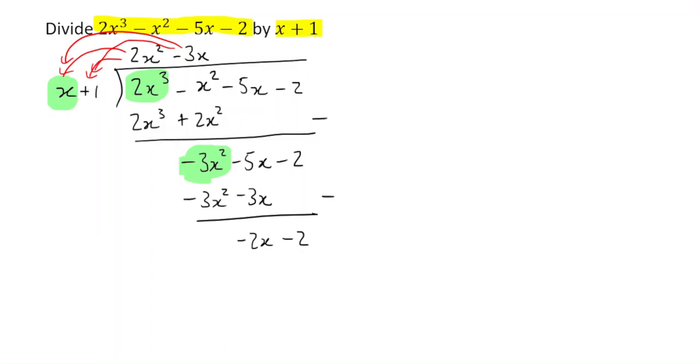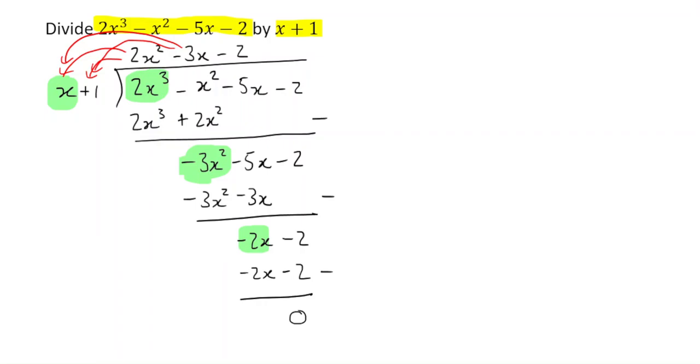Okay, with that the case, this now becomes our leading term. And so we do minus 2x divided by our x, which gives us negative 2. And again, we take that negative 2 and we multiply it through by our x plus 1 there. So minus 2 times x is minus 2x. Minus 2 times 1 is minus 2. And now you should notice that when we subtract off, we're just going to be left with 0.